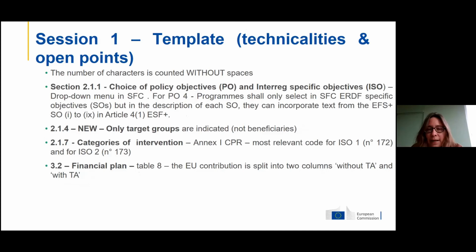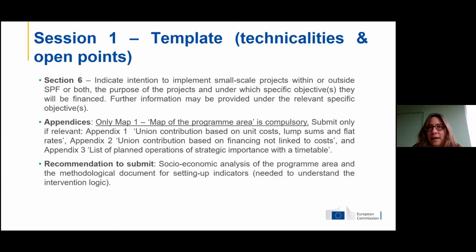And then I will end the slide with a new element. In the financial plan, in table 8, the EU contribution is split into two columns. So you will have a column without TA and with TA. From member states on the TA. That's it for this slide, and we can move to the next slide, and Dorota will take over.